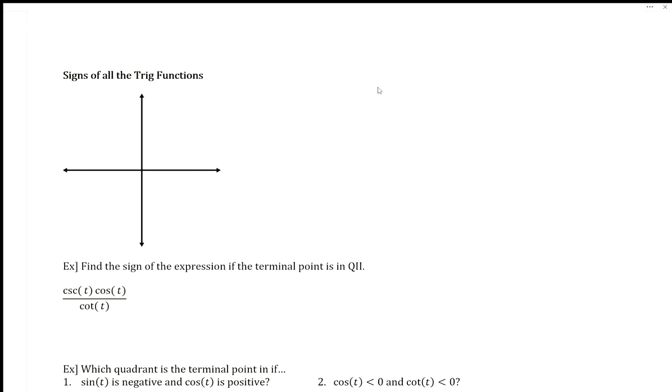Hi everyone, and welcome to our video on the signs of the trig functions. It's all based on the quadrant that we're in. That's usually the main focus, I think, but we're going to show one other way.